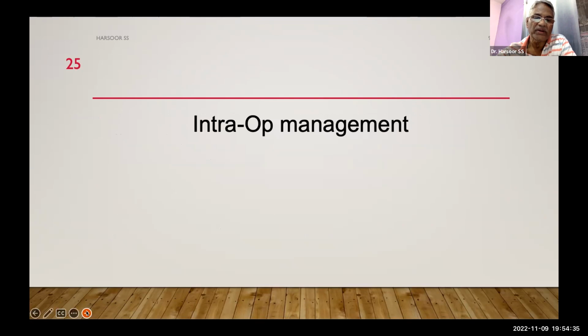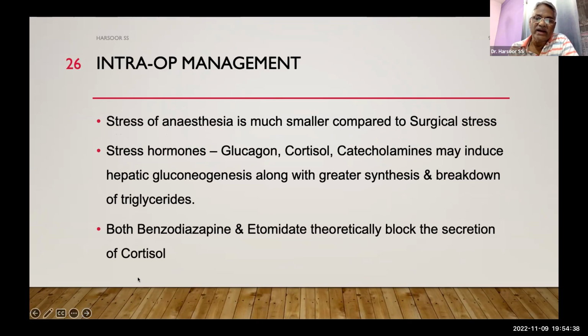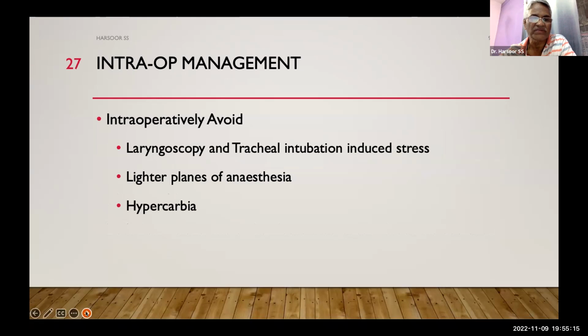What we need to do in the intraoperative period: when I told you about the surgical stress, the stress of anesthesia is much smaller when compared to the surgical stress. So these stress hormones, as I said earlier, glucagon, cortisol, or catecholamines, may induce hepatic gluconeogenesis along with greater synthesis and breakdown of triglycerides. Therefore, the stress of anesthesia should not be a major factor when compared to the surgical stress. Premedication drugs like benzodiazepines and some of the induction drugs, though they are described to be theoretically blocking the secretion of cortisol, their implication in clinical practice is considered to be much, much less.